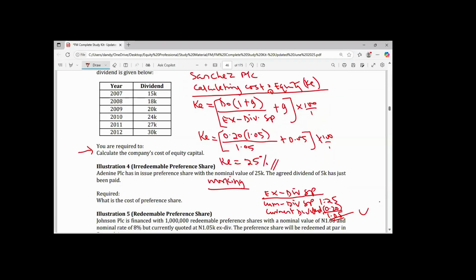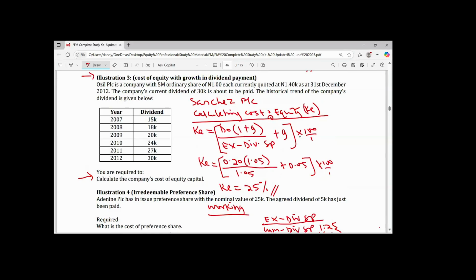All right, thank you very much. Please pay attention. You are required to calculate the company's cost of equity capital. You want to calculate cost of equity, and this is the information you have in the question. So what are you supposed to do?